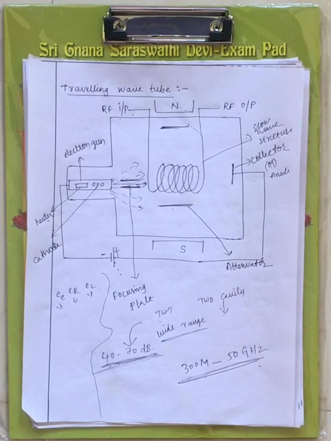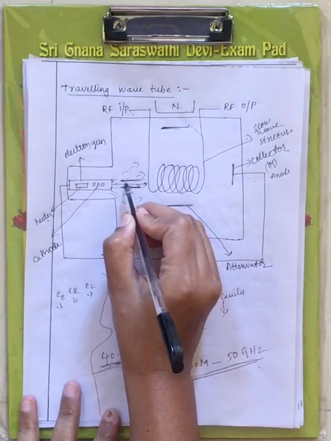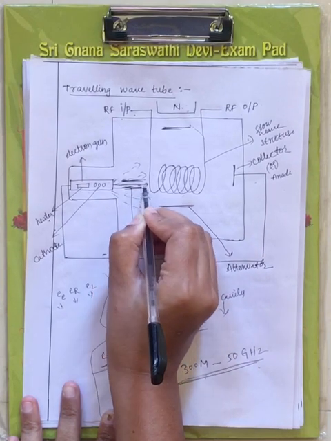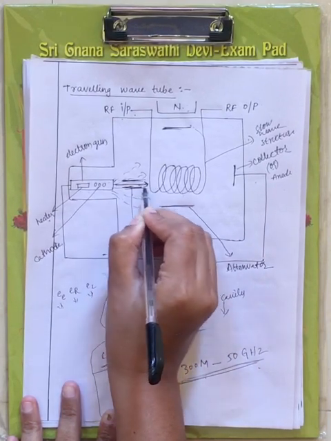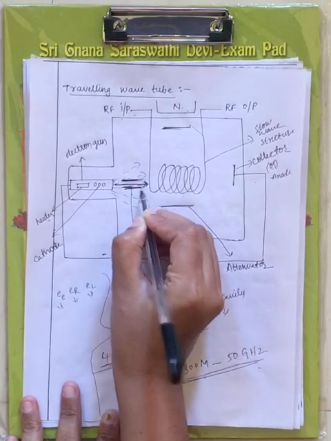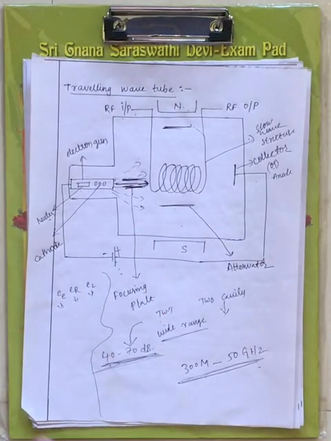The operation of the focusing plate is to focus the beam of electrons in a particular direction. Now I have placed the focusing plate here, and the electrons will travel in this direction only. I have placed the focusing plate here, so the electrons will travel in this direction only.